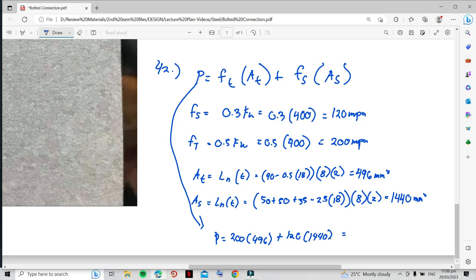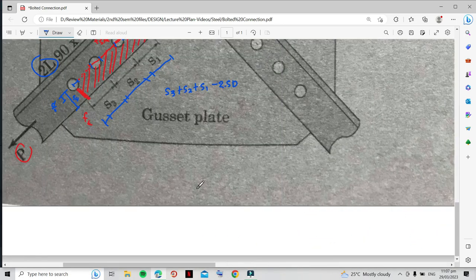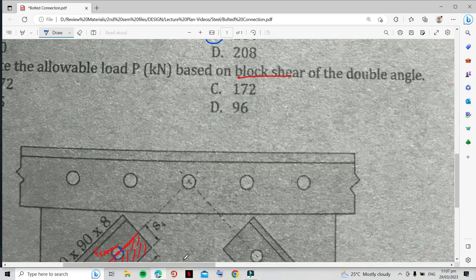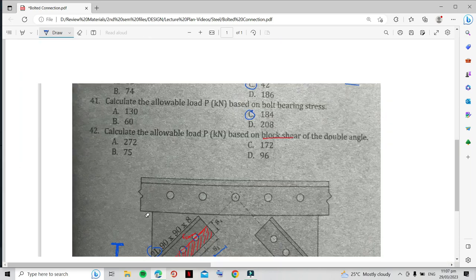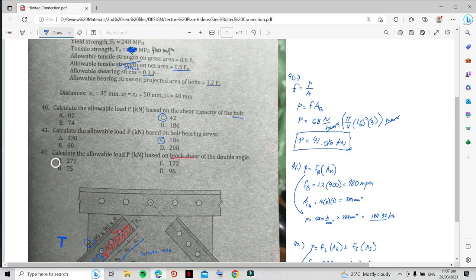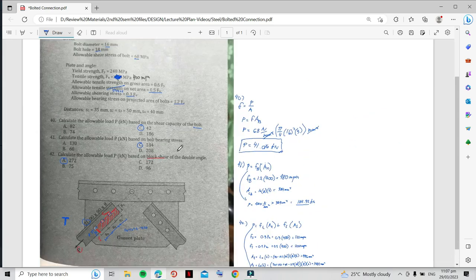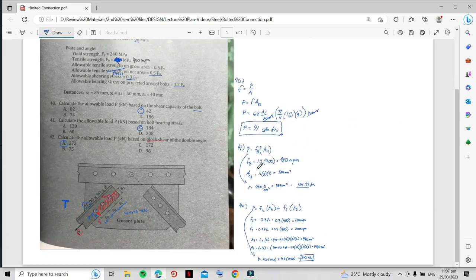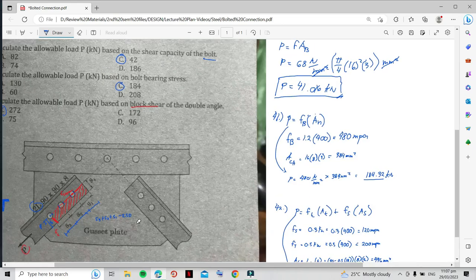Okay, we have 272 kilonewtons. Okay. So we're checking, 272 is in letter A. Okay. So that's how you solve for block shear. Yes, block shear in bolted connections.